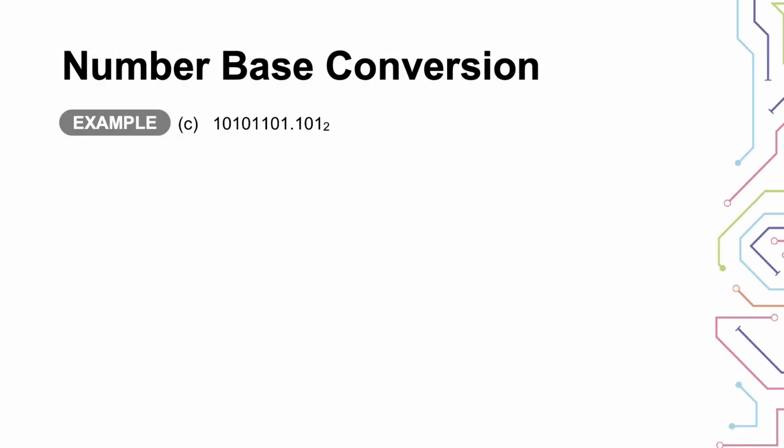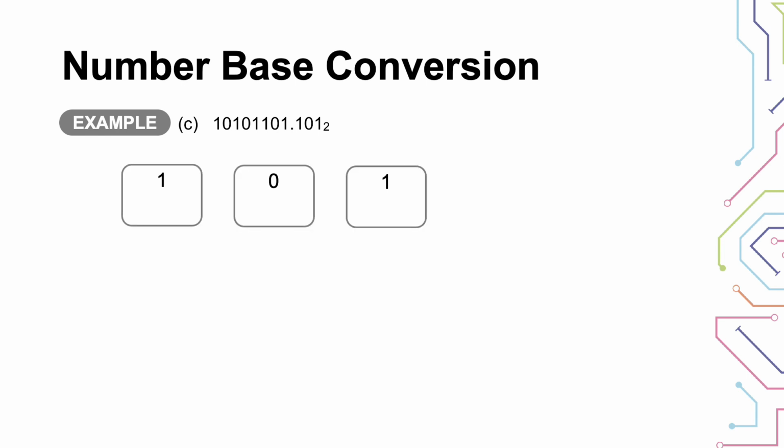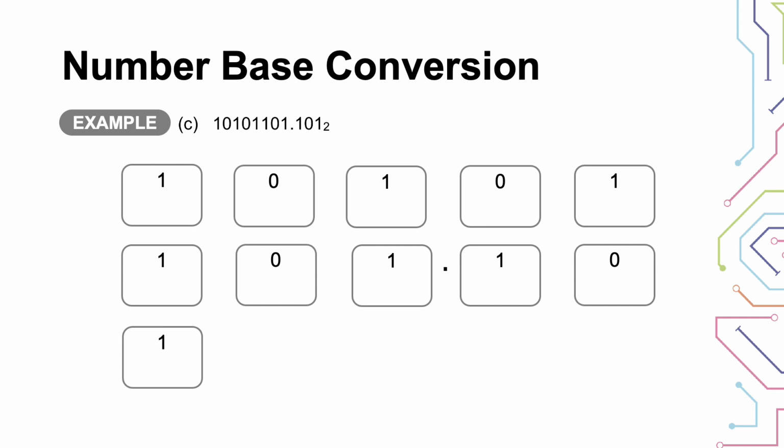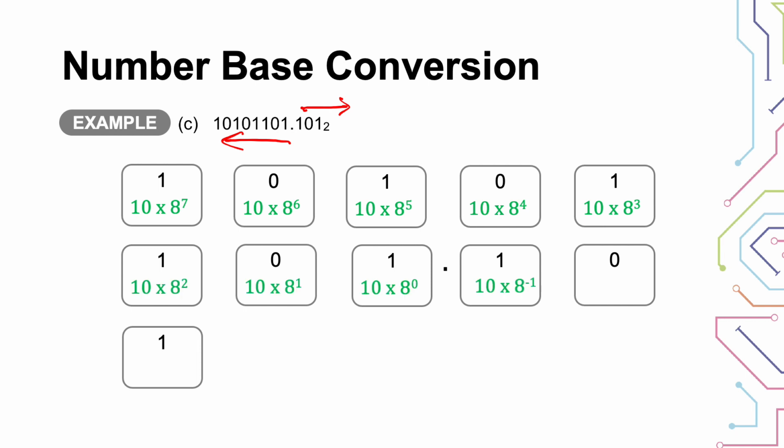The same thing with this. This is binary to decimal. So we list them: 1 0 1 0 1 1 0 1.101. So it is simple, right? It is still the same. We first identify the exponents coming from the decimal point going left, and also going right. So these are their equivalents. And then we sum them.